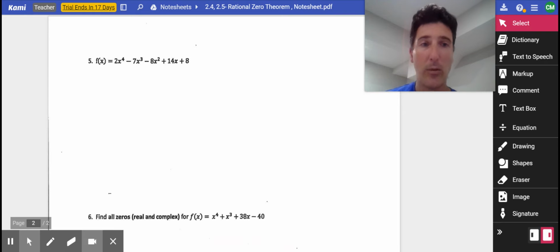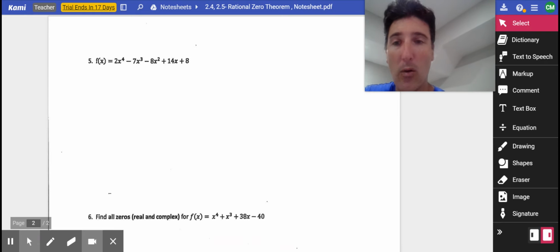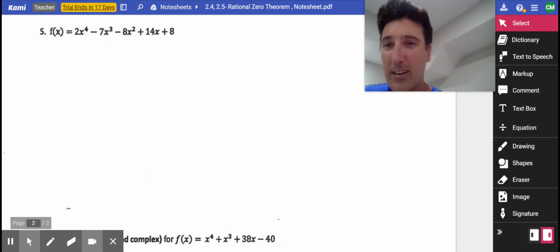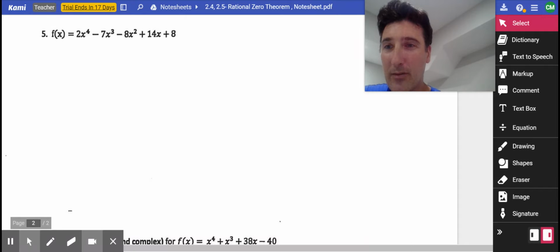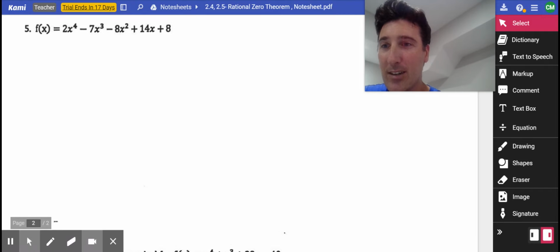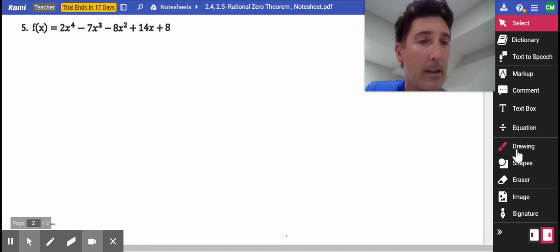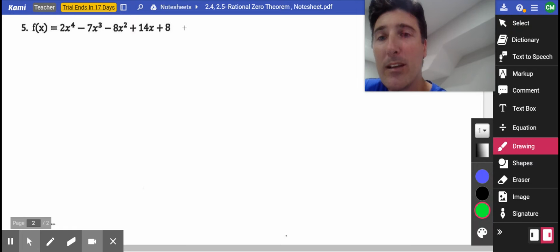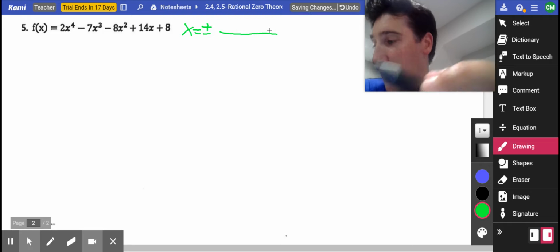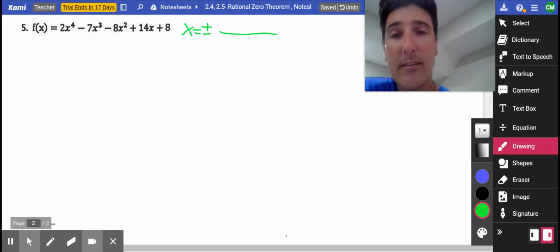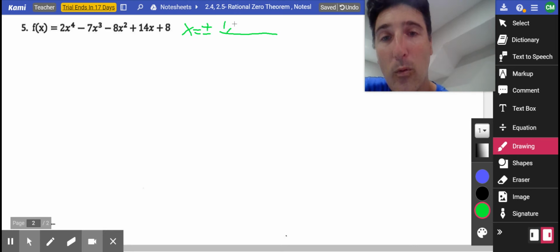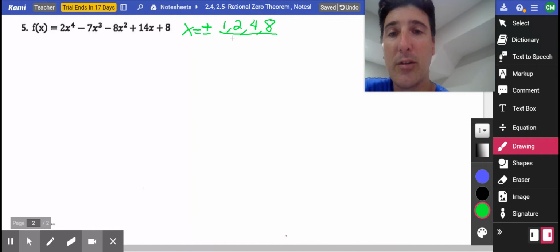All right, so let's come up with our list. Let's zero in on number 5, because we're definitely going to need some space. You're going to see this is going to take a decent amount of trial and error. So if I came up with the list, plus or minus, and I have the constant, the 8 right here, which is 1, 2, 4, and 8, over the factors of the leading coefficient 2, which are just 1 and 2.